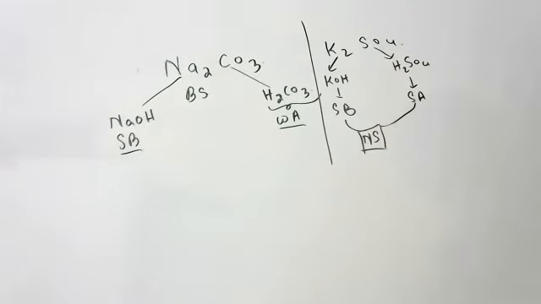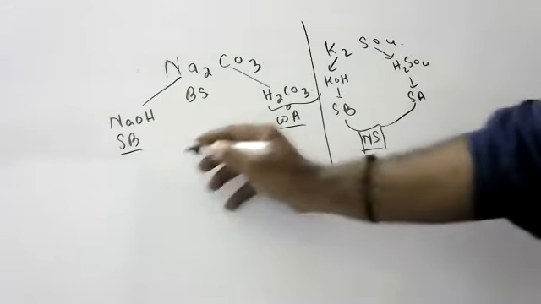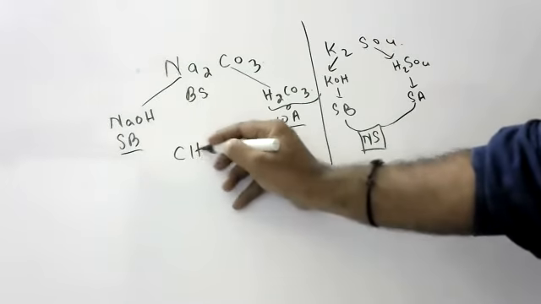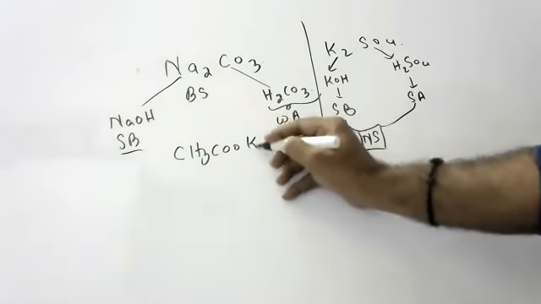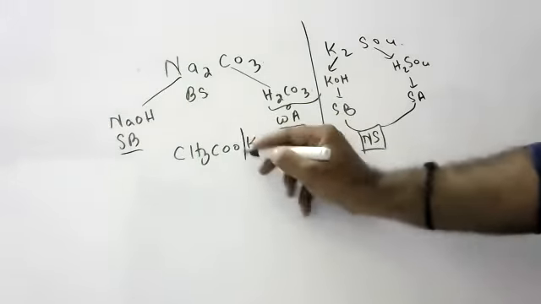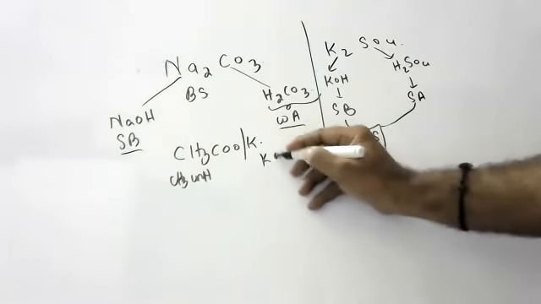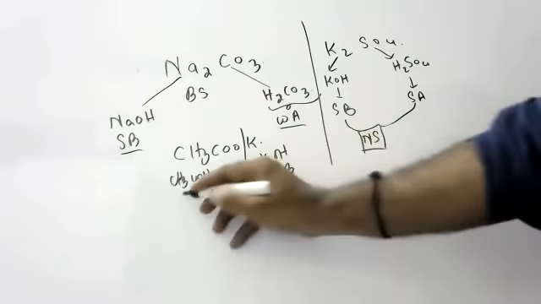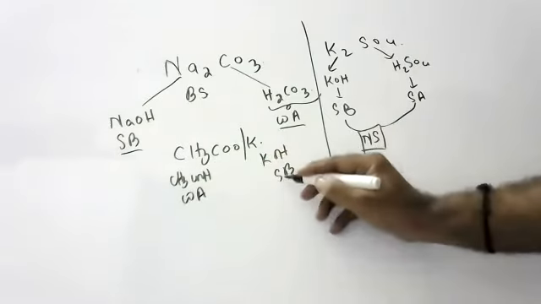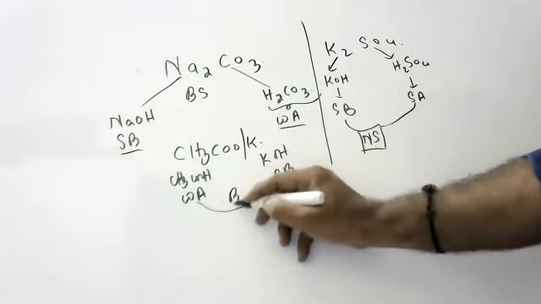Like one more example. Suppose someone asks you CH3COOK. Children, this is coming from which acid? CH3COOH. Which base? KOH. What is this? Strong base. This is a weak acid. A salt formed from a strong base and weak acid is a basic salt.